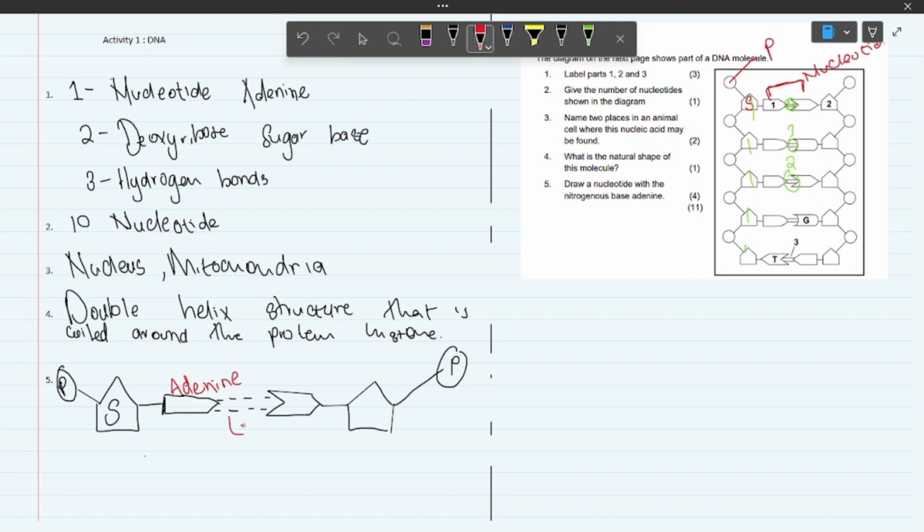Then we showed the hydrogen bonds here. And then the deoxyribose sugar is this one. So the adenine pairs with thymine. And then this is the deoxyribose sugar again. And then the phosphate group.